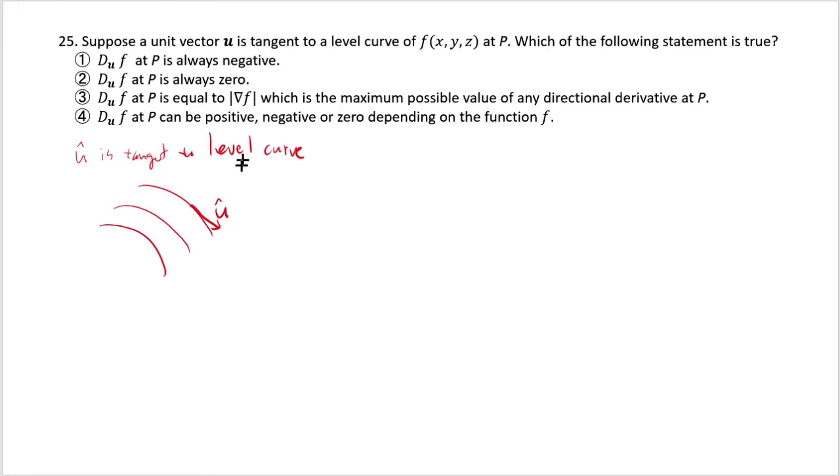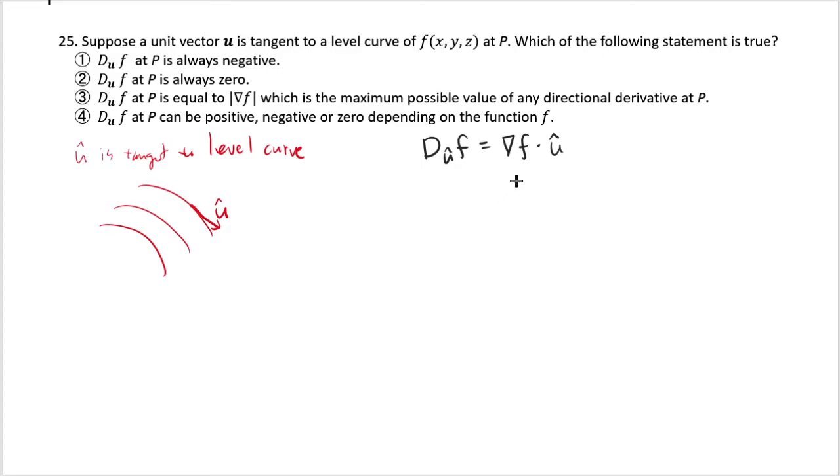Now, what does the gradient have anything to do with the directional derivative? Well, there's this really important formula that you must know, which is that the directional derivative of f is computed by taking the gradient and doing the dot product with the vector that you're trying to differentiate with, the direction vector.